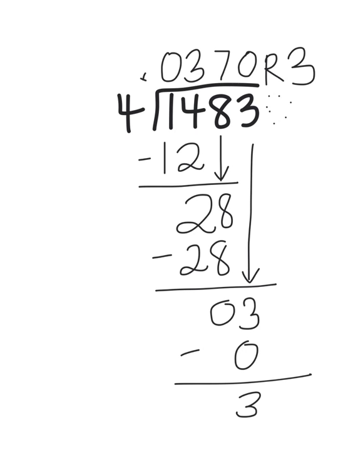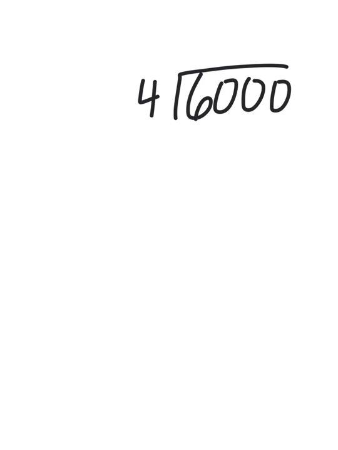All right, let's try one more. Here we have 6,000 divided by 4. Lots of zeros in this, but again, nothing we can't handle. Here we go. How many times does 4 go into 6? It goes in once. I'm going to do my little multiplication sign. 4 times 1 is 4. 6 minus 4 is 2.